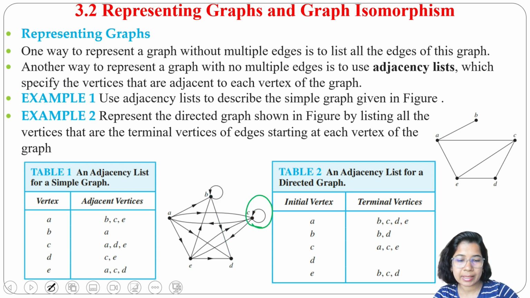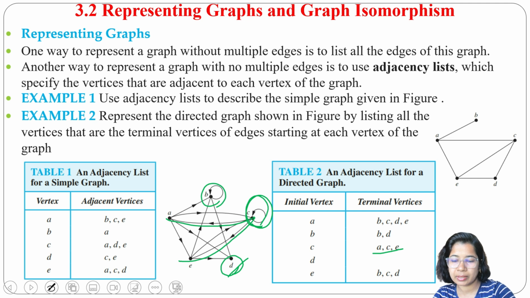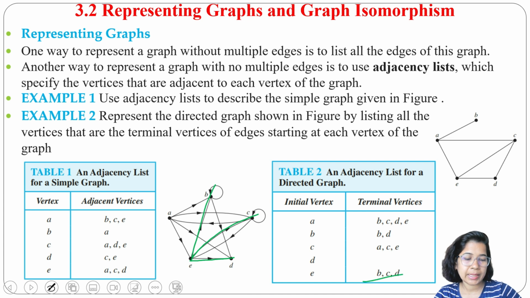Next for C, there is a self loop, so C will be adjacent to C. Then there are outgoing edges from C to E, C to A and C to C, so A, C, E. For D, there are no outgoing edges. There are incoming edges but no outgoing edge, so no adjacent. For E, there is an edge to C, an edge to B, and an edge to D, so B, C, D will be adjacent of E. So in the case of a directed graph, we just consider the outgoing edge, not the incoming edge, in the adjacency list. So adjacency list is one way of representation.